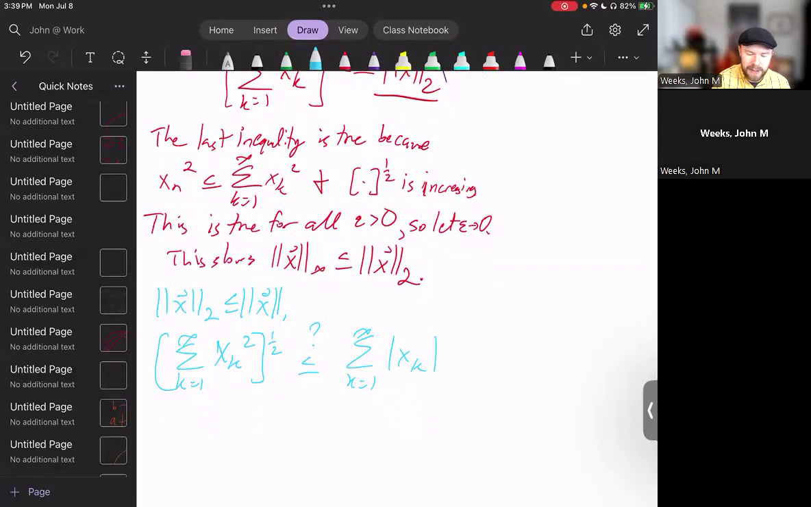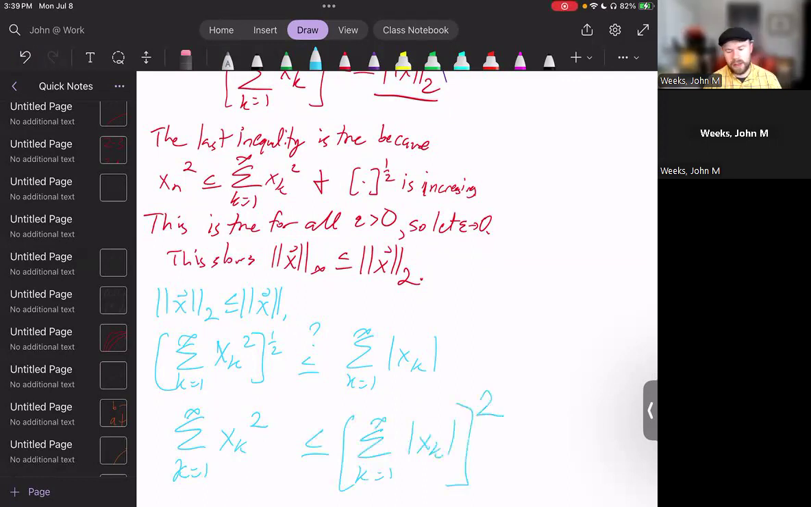How about we get rid of any of our root functions? Let's see if it's a little bit easier to claim this if we say that the sum as k goes from 1 to infinity of x of k squared is less than or equal to the sum as k equals 1 to infinity of the absolute value of x of k, quantity squared. So a few things here. One thing is it's automatically fine for me to put absolute values around these x of k so that the absolute values don't end up quite scaring me too much.